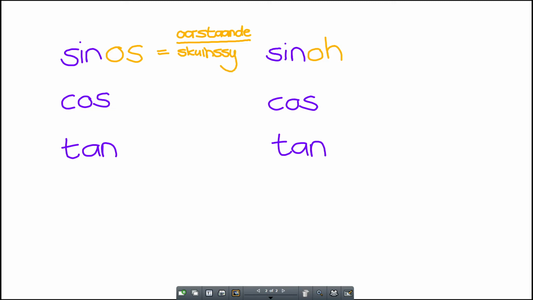The English people, the O is for opposite, over, and the H is for hypotenuse. Kyk hoe maklik is dit. Ja, calculator is different story, ons gaan later by hom kom, né? So, wag gou eers. Okay, so is everyone fine with sine?